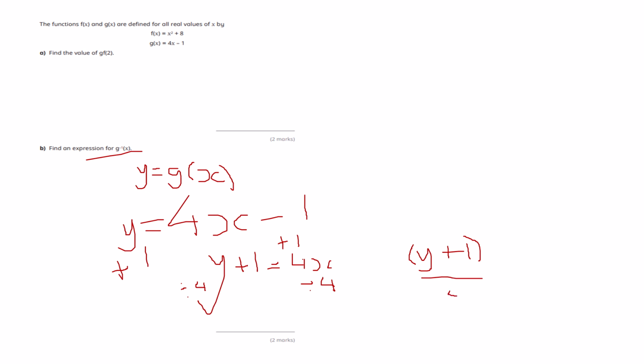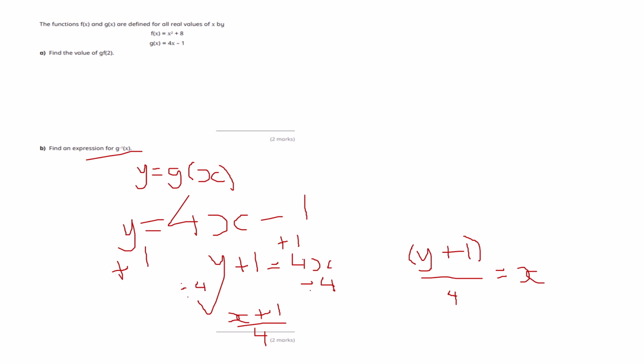And then the final step, guys, just swap that y for an x, so therefore g inverse of x is literally x plus 1 all over 4. Okay, so that, guys, is my final answer.